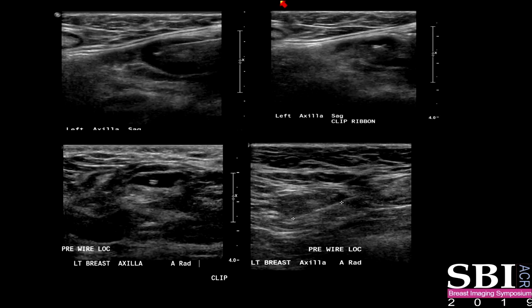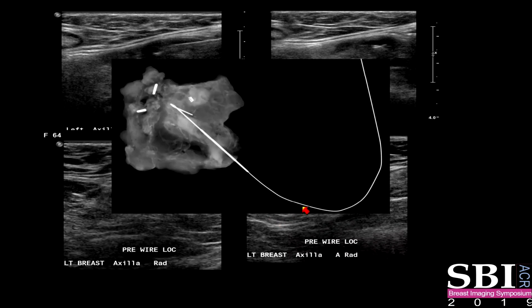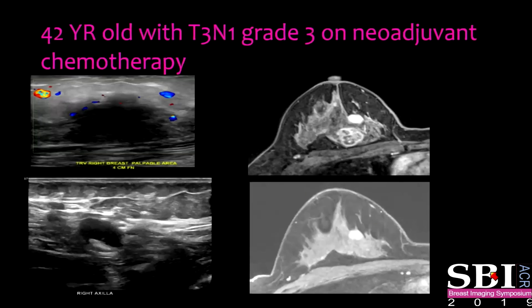So typically, this is how it will go. You find the abnormal lymph node and do an FNA or a core biopsy, put a marker in that abnormal lymph node, and then at the time of wire localization, the patient returns, you identify that marker, put a wire in under ultrasound guidance, and then take a specimen radiograph and confirm that that clip and the node is out.